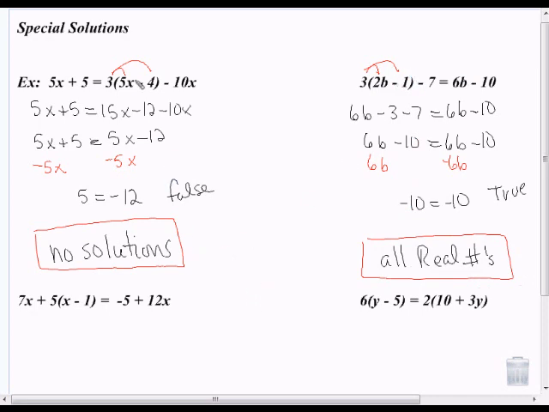So if you work out a solution and you lose the variables, we lost the variables, right? And you get a false statement, your answer is no solutions. If you get a true statement, your answer is all real numbers.